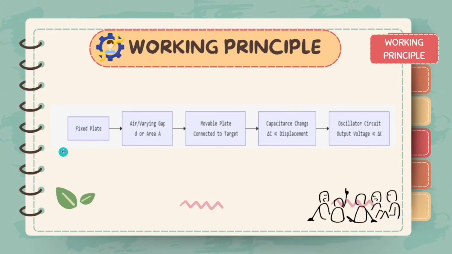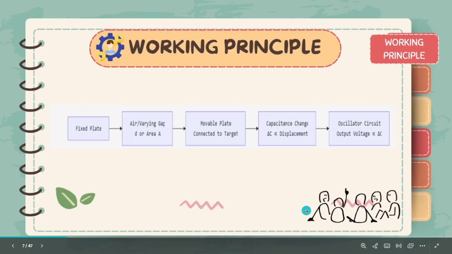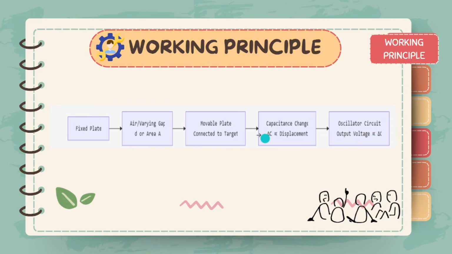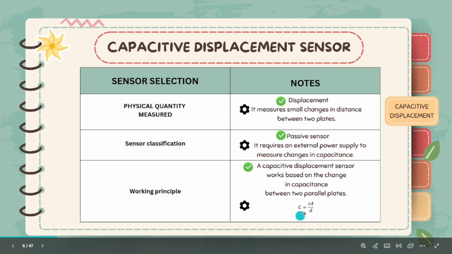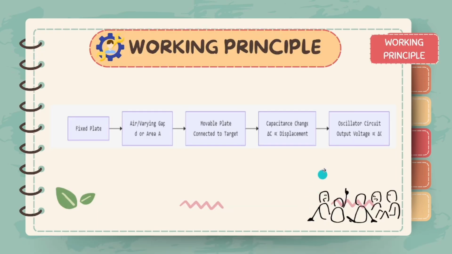This slide explains the first step, where one plate is fixed. The next step is that the other plate moves, and it is connected to the object you want to measure. Third, when the object moves, the gap changes. The gap is D, the distance. The fourth is the change in capacitance. The fifth part is where the change in capacitance is converted into an electrical signal. All of this is written in this formula. This is the working principle we have explained.